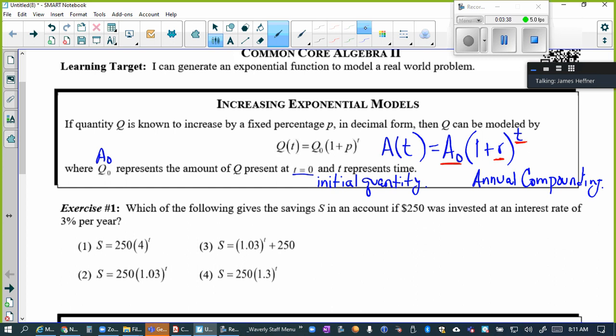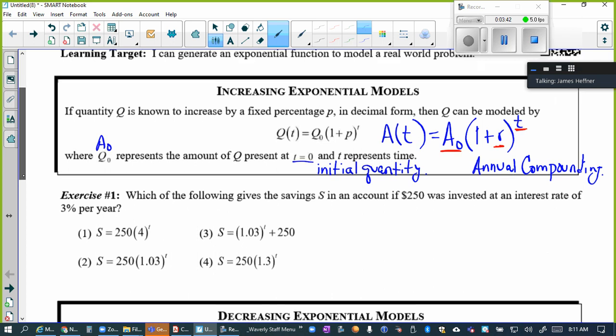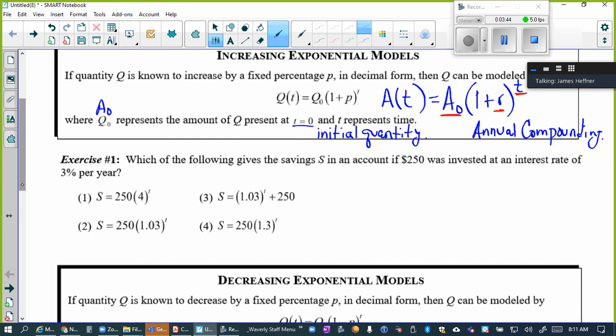Which of the following gives the savings S, so now we're going to switch to S, in an account if $250 was invested at a rate of 3% per year, okay? So which one of these is the A naught in this problem? What's the initial amount? 250. So we have our A naught is $250, right? And what is the rate of growth?